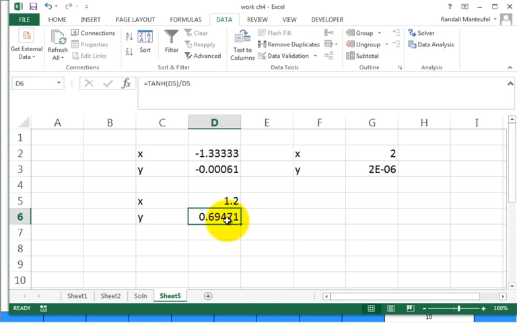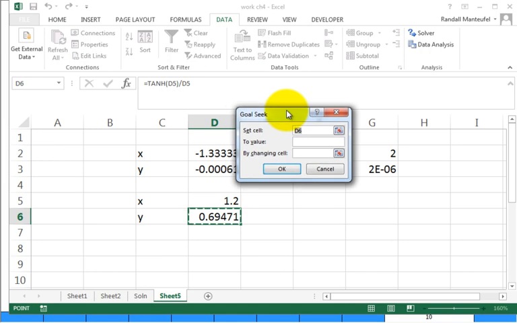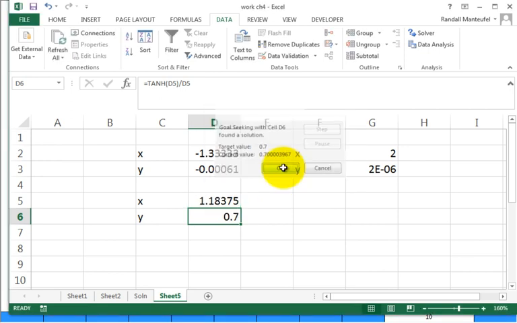Did I say 0.7? So I use the goal seek, and it says take that cell, which is whatever it is, D6, and make it to 0.70, drive it to 0.70 by changing this value of x, and you hit return, and there's the solution. So that x makes this equation equal to 0.7.